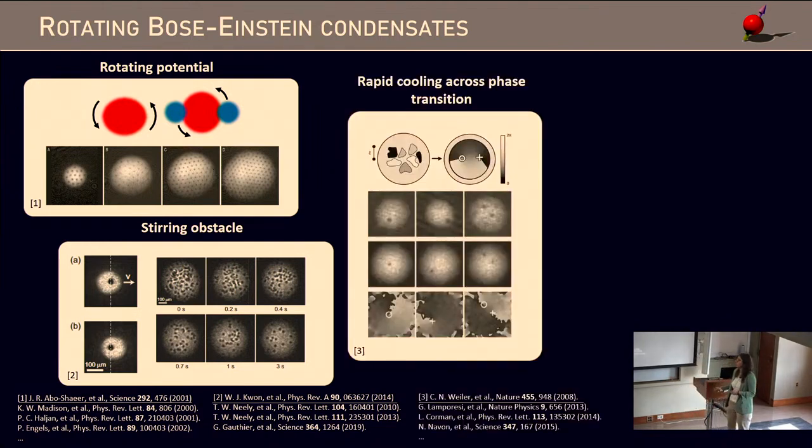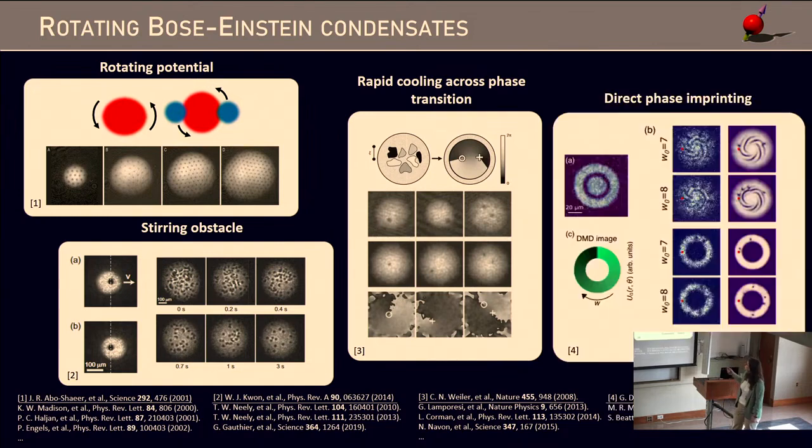Another technique is, for example, a rapid cooling across the phase transition from a normal to a superfluid state. Or one can also directly imprint a phase pattern on the system by using a DMD. And all these techniques were used for Bose-Einstein condensates with only contact interaction. But as I said at the beginning, in our condensate, we also have dipole-dipole interaction. And so we decided to exploit this property of the system to induce a rotation to it.